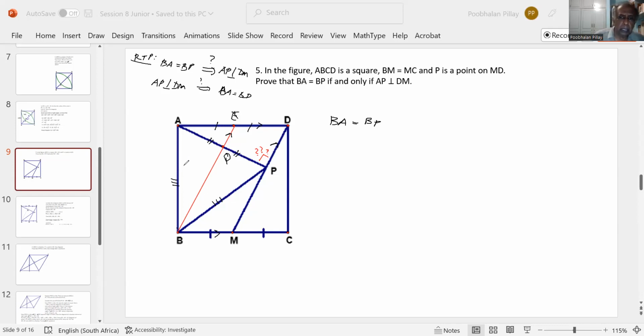Look, we are given that these are equal. We just proved that these are equal using the converse of the midpoint theorem. And this line here is common to these two triangles. So if you look at this triangle here and this triangle, those two triangles are congruent. Three sides. But the moment they are congruent, it means that these two angles are equal.